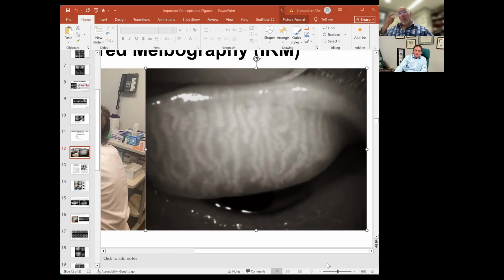So meibography is for identifying structural abnormalities of the meibomian gland. All right.